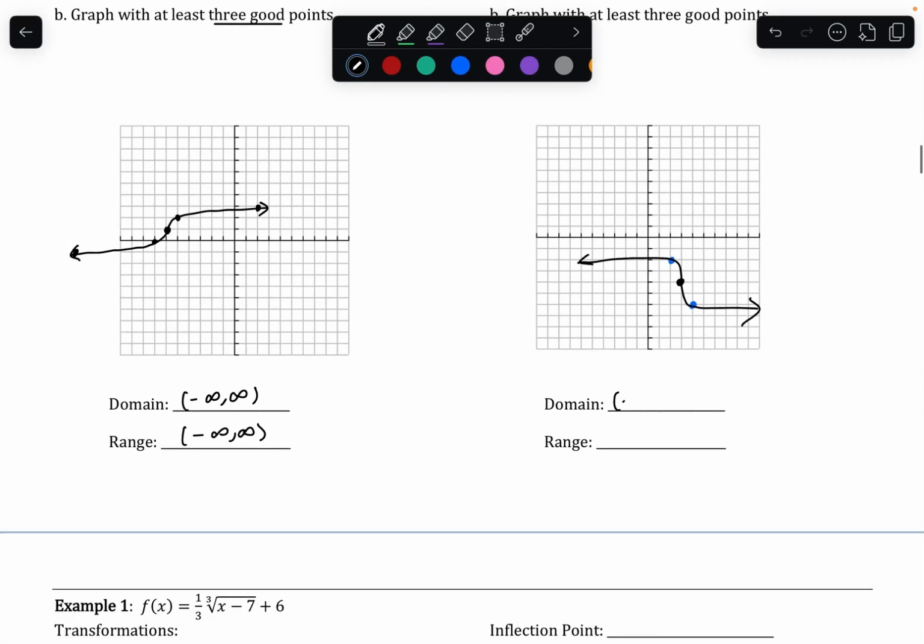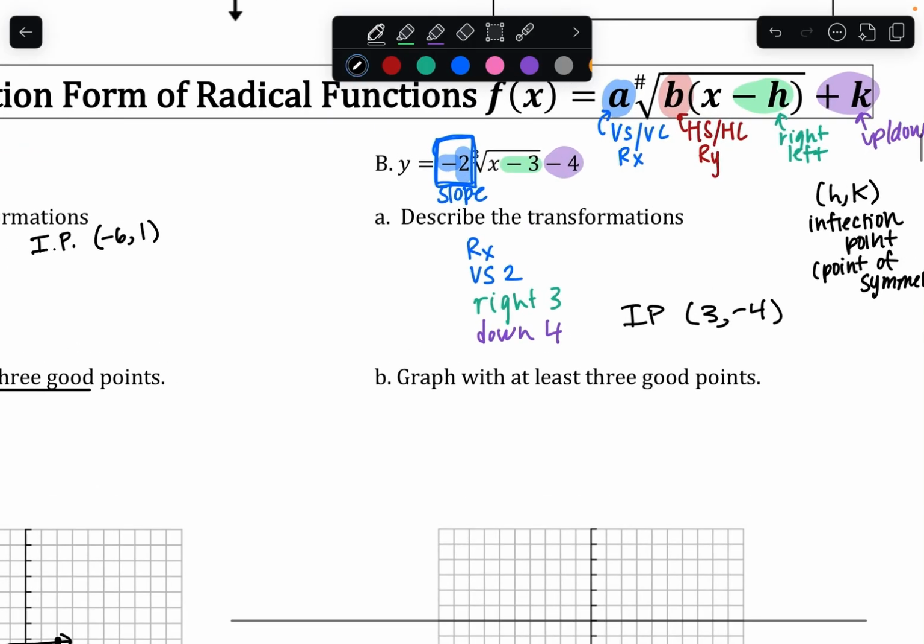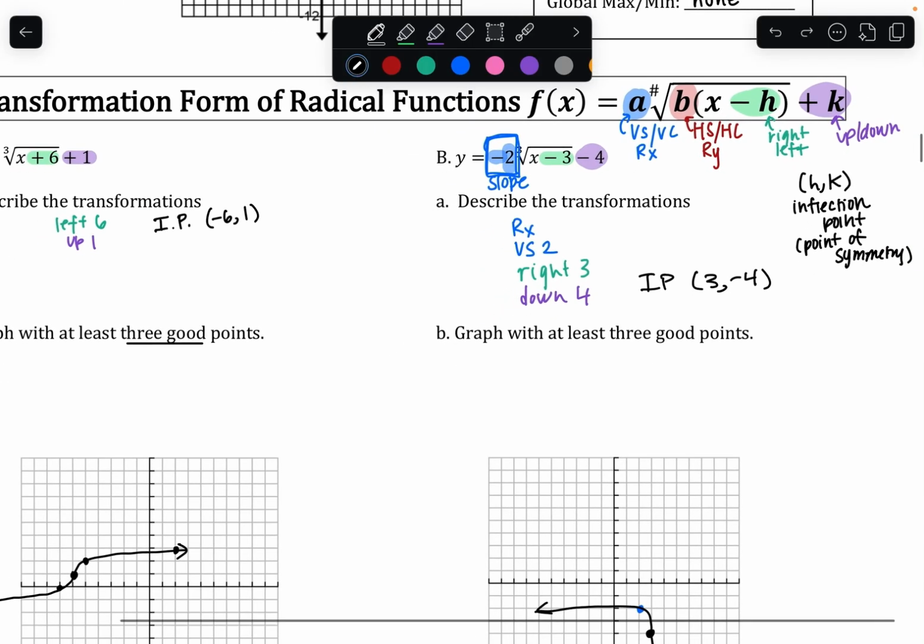Okay, once again, negative infinity to positive infinity for the domain and range. And when you're using your reflection and your scale factor, that's true even if your scale factor is inside the radical. You still treat it as your new slope.